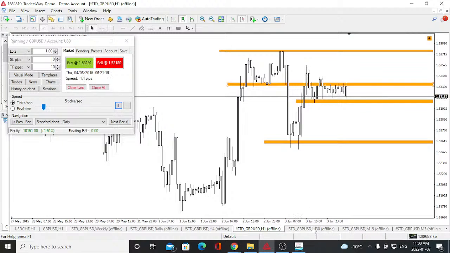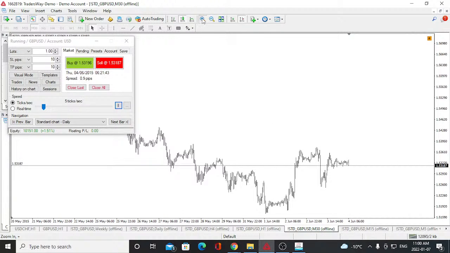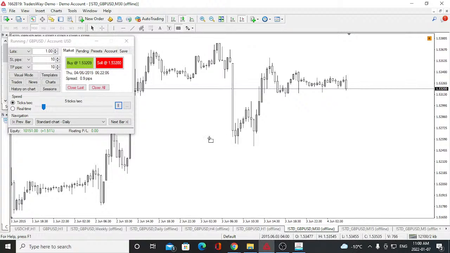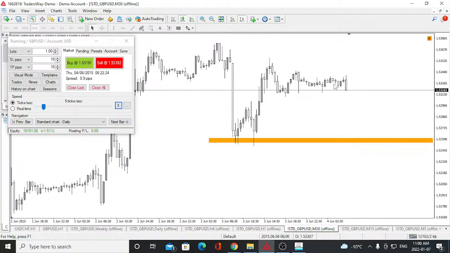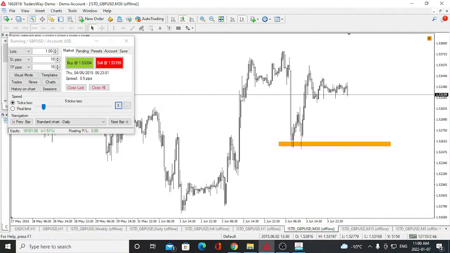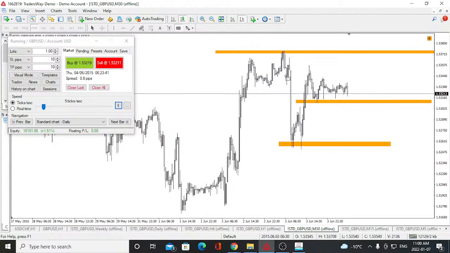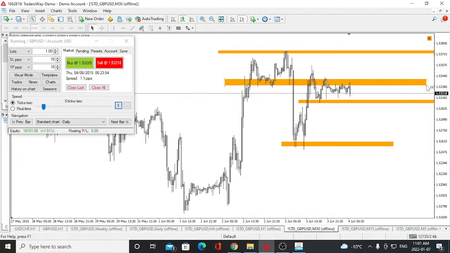So waiting, let's go to the 30-minute, see what we're dealing with. So there's that take profit right there, and there's the next level of take profit right here, right? Price would have to break this low right here in order for a sell to be opened up cleanly, and price would have to break above this area to be a clean buy.